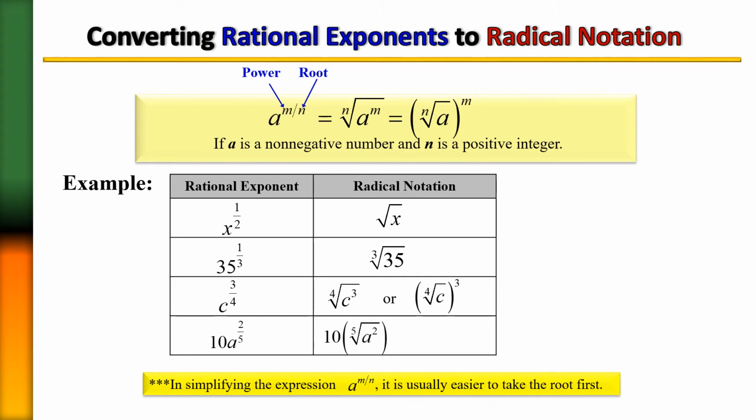And recall the other option is that we can just write the radical, the 5th root of a, and then put the 2 on the outside in the upper right hand corner, with 10 still being on the outside because it's being multiplied with a to the 2/5 power. And there you have it. We have just succeeded in converting rational exponents to radical notation form.